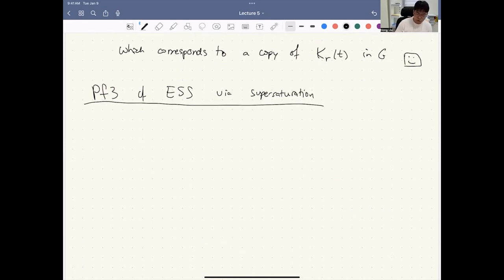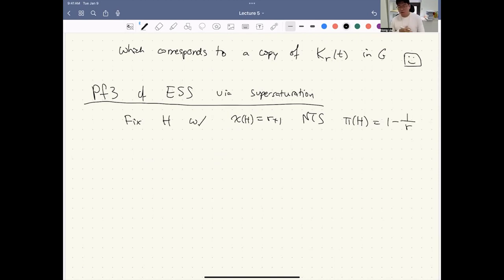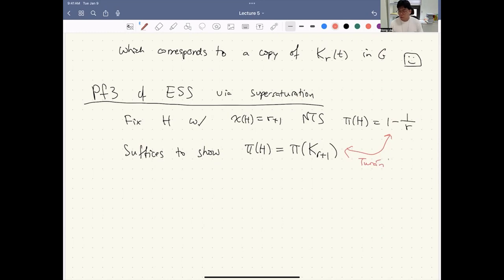So what do we need to prove? Fix H with chromatic number r plus 1. We need to show pi of H equals 1 minus 1 over r. It suffices to show pi of H equals pi of K_{r+1}, because by Turán's theorem, we know the edge density of K_{r+1} is 1 minus 1 over r.